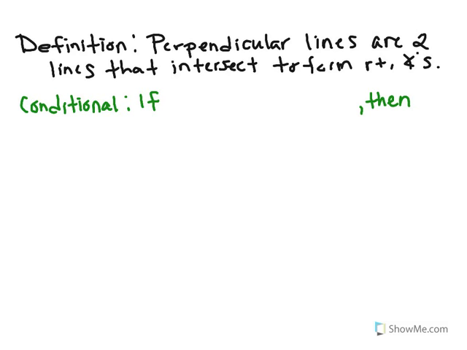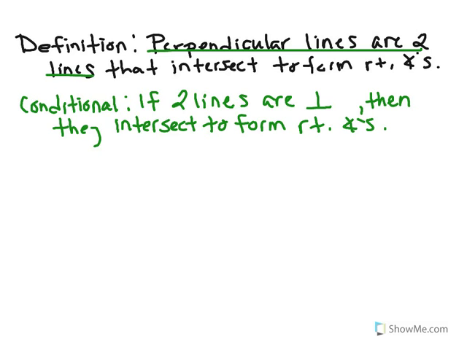Okay, so I would do, if 2 lines are perpendicular. And I'm going to use shorthand for perpendicular because it's a long word and I'm a math teacher and I'm not a big fan of writing out big words if I can't help it. So I like to use symbols, and that's okay to do in math. So if 2 lines are perpendicular, it actually took care of all of this information right here. So that's good. Then the then part would be that they intersect to form right angles. All right, so the hard part is done. The conditional statement is finished. If 2 lines are perpendicular, then they intersect to form right angles.